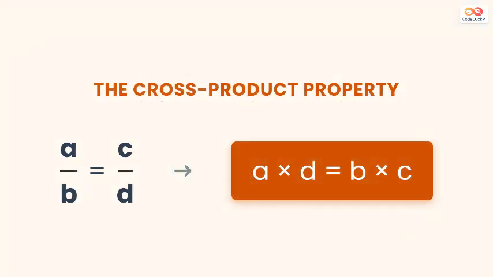This brings us to the cross-product property. The rule is simple. If the fraction a/b equals c/d, then the product of a times d is equal to the product of b times c. We often say, the product of the means equals the product of the extremes.